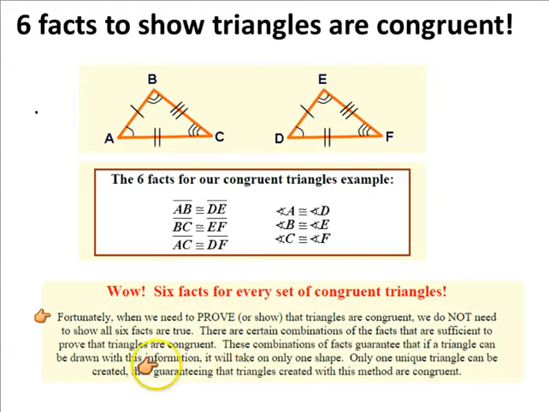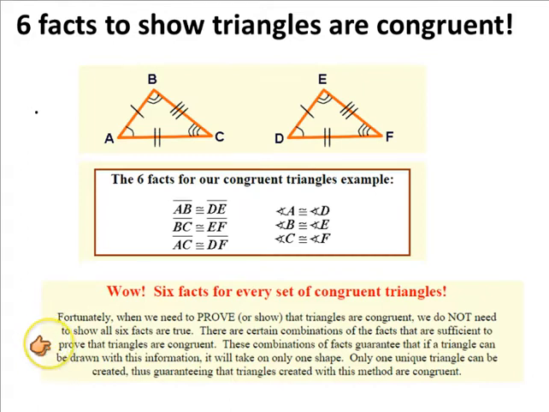When we need to prove or show that triangles are congruent, so read down here with me, we do not need to show that all 6 facts are true. So that is some good news. There are certain combinations of facts that are sufficient to prove that triangles are congruent.